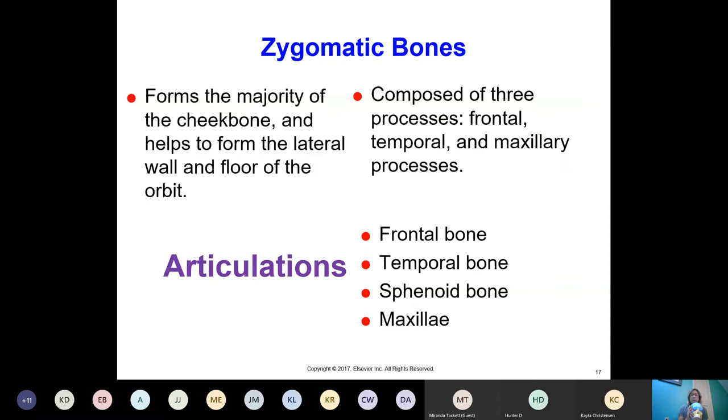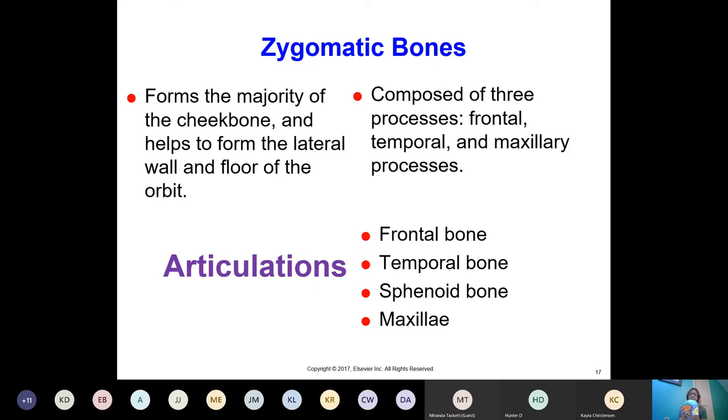The zygomatic bones, these purple bones right here, form the majority of the cheekbone and help to form the lateral wall of the floor of the orbit. So the lateral would be farther from the midline, or the outer wall of the orbit. If you look inside the orbit, you can see right here the lateral or outer wall is purple. That's your zygomatic bone. It's kind of a tricky little bone. It's small, but it's got a lot of tricks to it.